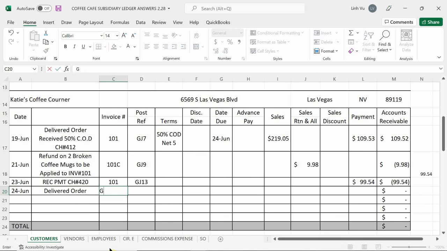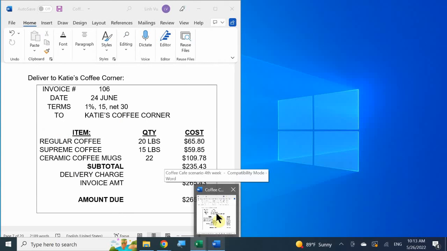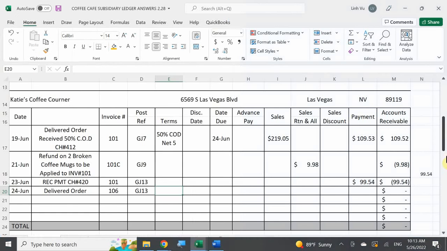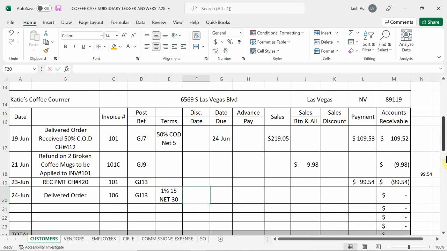Right? She would just deliver the order. 106. Okay. We gave her, what kind of terms did we give her? We gave her 1%, 15, net 30. Okay. So in this case, how many days does she have to be able to take her discount?